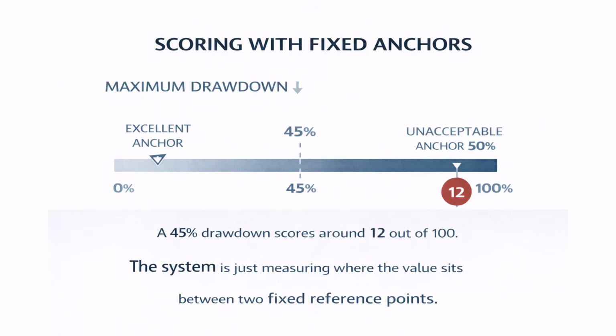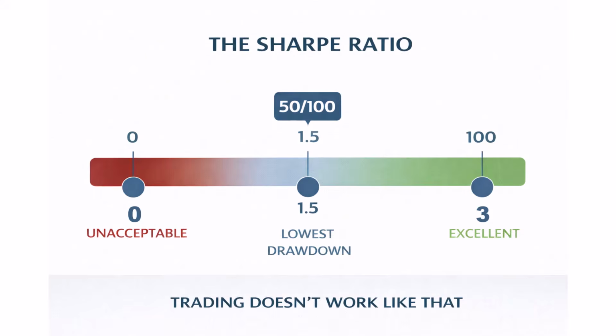Now compare that to a strategy with a 45% drawdown. That's much closer to the unacceptable end, and its score might end up closer to 10 or 15 out of 100. Now you notice that nothing subjective is happening here. The system is just measuring where the value sits between two fixed reference points, and then we can calculate the difference. We can also take a look at a metric where higher is better, like the Sharpe ratio.